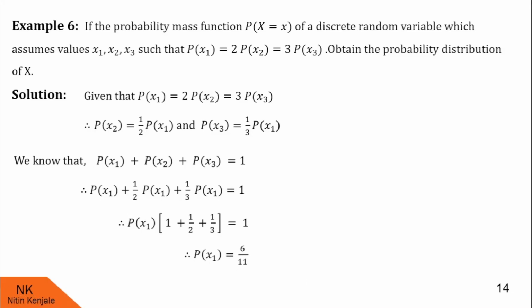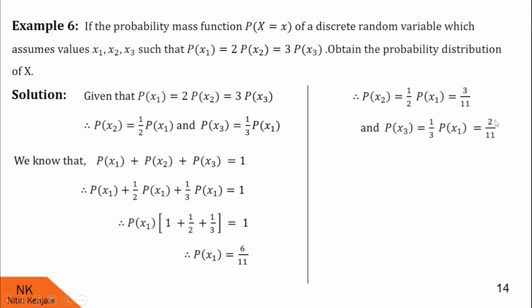Now using this value of P of x1, we will find out values of P of x2 and P of x3 using these two relations. So P of x2 is 1 by 2 into P of x1, that is 1 by 2 into 6 by 11, solving which we get P of x2 is equal to 3 by 11. Similarly, P of x3 will be 1 by 3 into 6 by 11, which is 2 by 11.